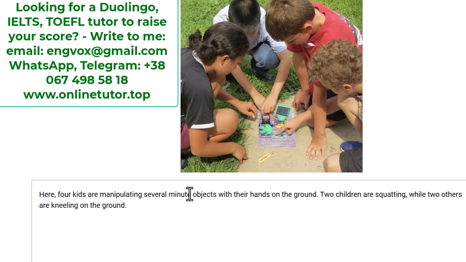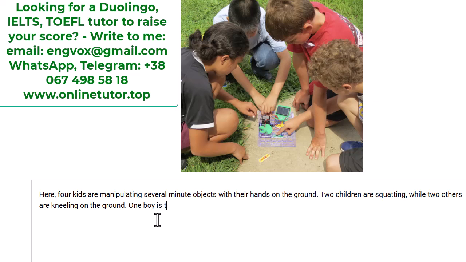And believe me, my friends, if you write like that, it's superb. You can say that it's too primitive. It's not too primitive. I have seen hundreds of such descriptions, and mostly you come up with 10 mistakes in these words, 5 grammatical mistakes, and then of course you get maximum 80 for this, and of course you say, oh my god, whatever. Here: 4 kids are manipulating several minute objects with their hands on the ground. 2 children are squatting while 2 others are kneeling on the ground. Okay, it's perfect.